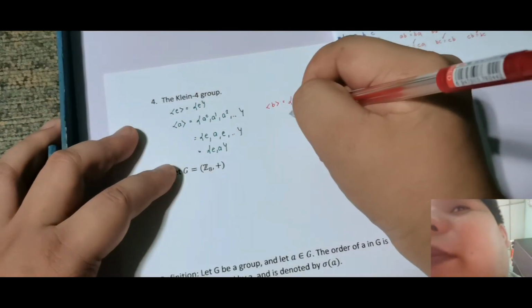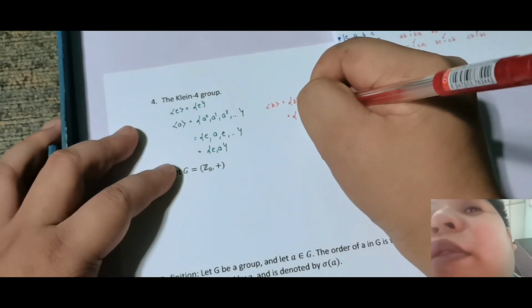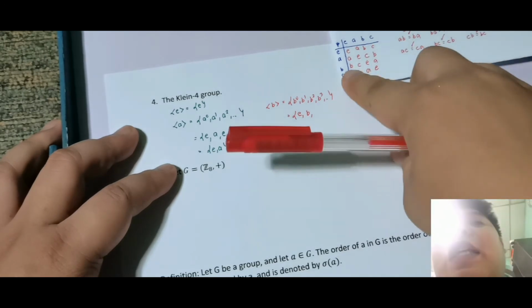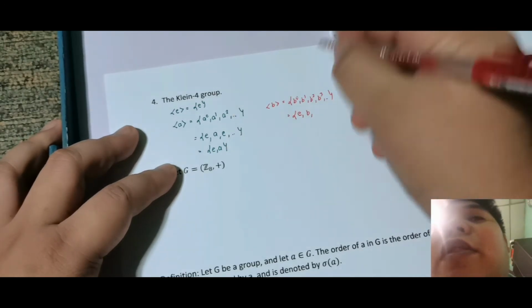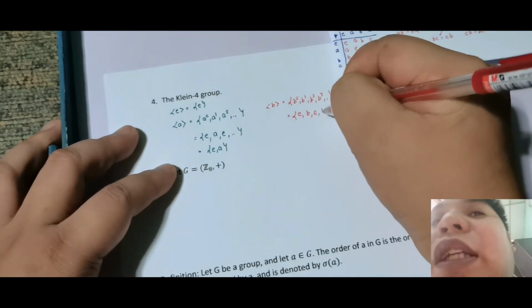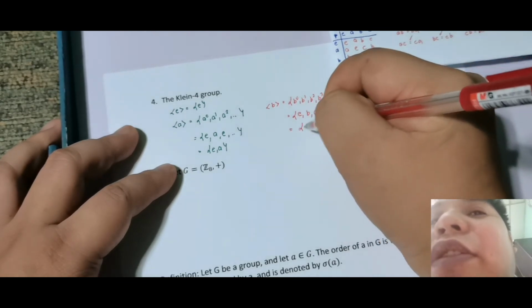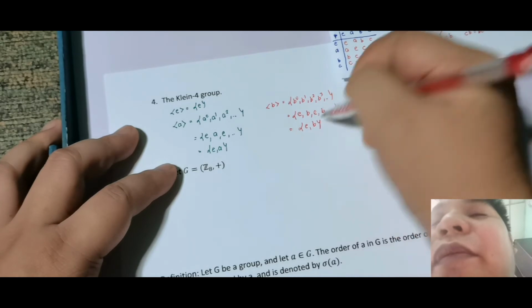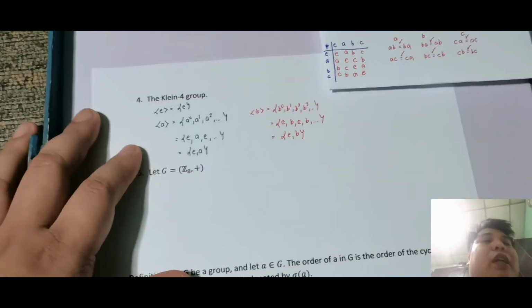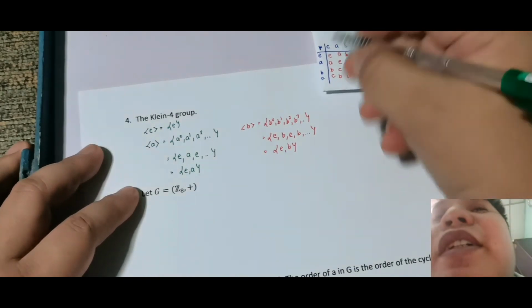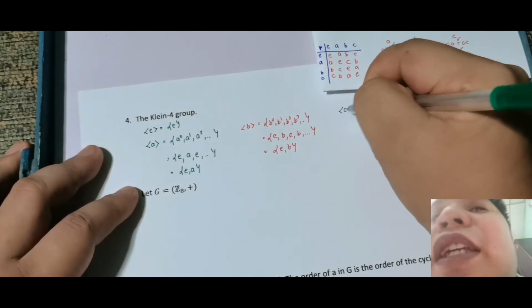So let's check. B raised to 0 is E. B raised to 1 is B. B times B is E. So you noticed, it repeated already. B raised to 3 is B. So this is just equal to the set containing E and B. Okay, so next is C.